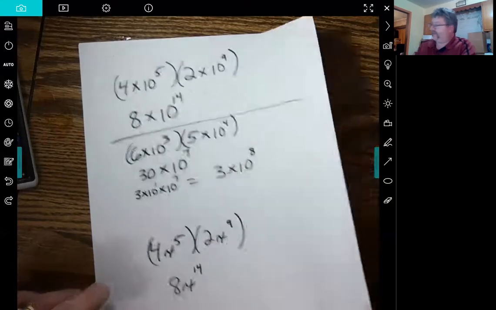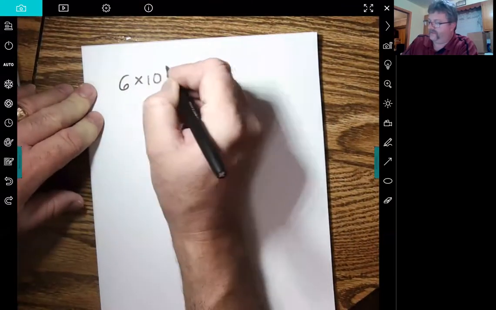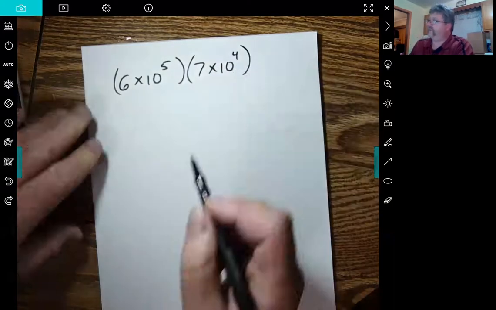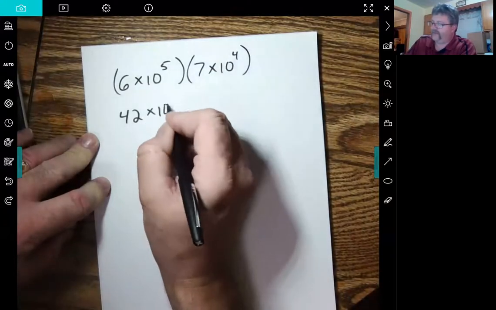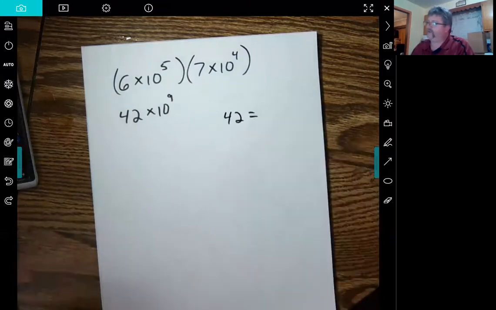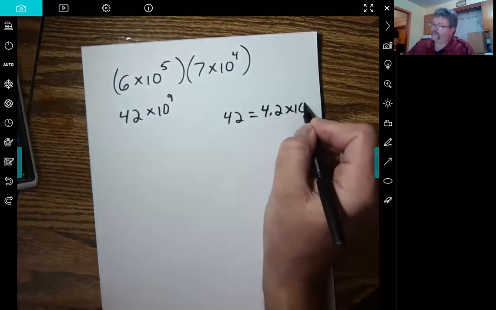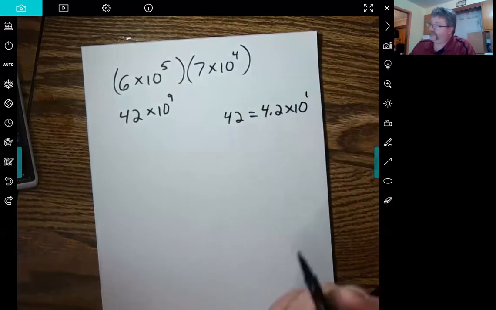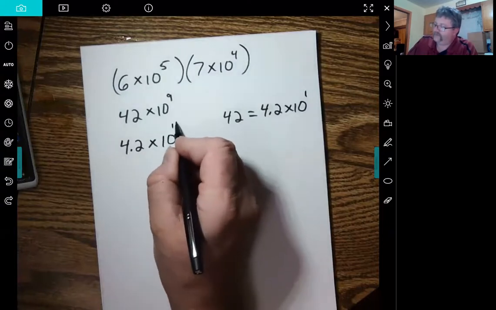Let's try one more like that. I don't think I explained that well enough. 6 times 10 to the 5th times 7 times 10 to the 4th. 6 times 7 is 42. 10 to the 5th times 10 to the 4th is 10 to the 9th. But if I just said write 42 in scientific notation, you would have to say it's 4.2 times 10 to the 1. So that 10 to the 1 is going to go with 10 to the 9th to make it 10 to the 10th.